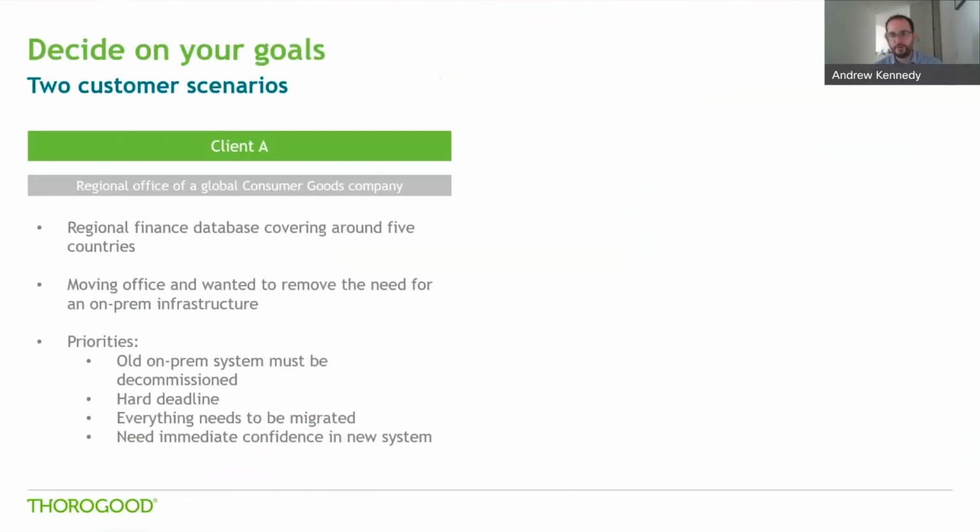So this is where I'm going to start talking a little bit about the two customer scenarios that we'll focus on as the way that we approach this topic today. So client A, a regional office at a global consumer goods company. They were the regional office responsible for the IT team, the data team there, responsible for the data platform for the whole region. So not just the country that they were sitting in, but also 4 or 5 other countries to different extents.